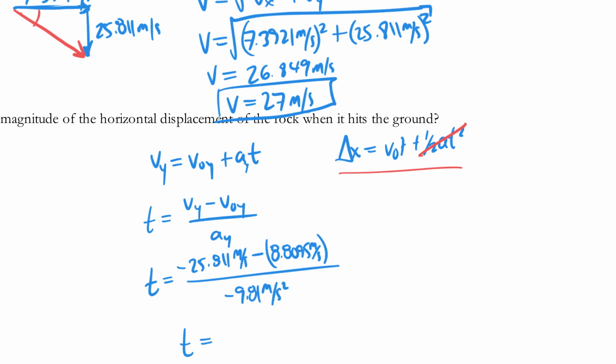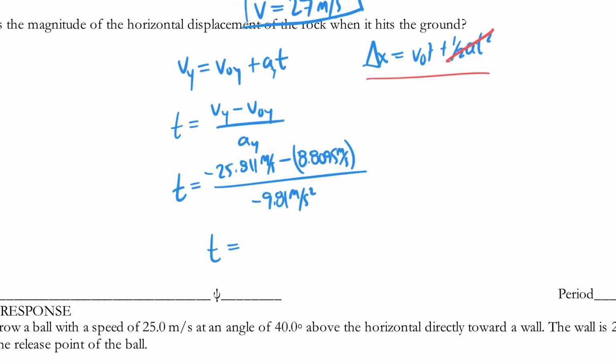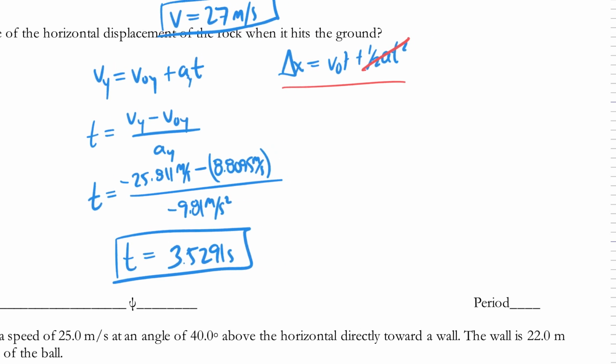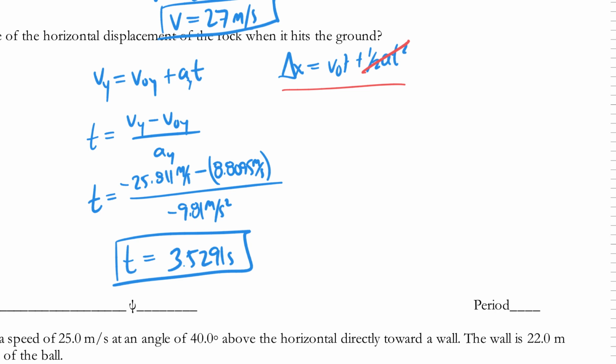So we get about negative, negative 34, so it's going to be about 3.5 seconds. And if we do the math, we get 3.5291 seconds. Once we have that, we don't worry about the sig figs on this one because we're going to plug it in right here.